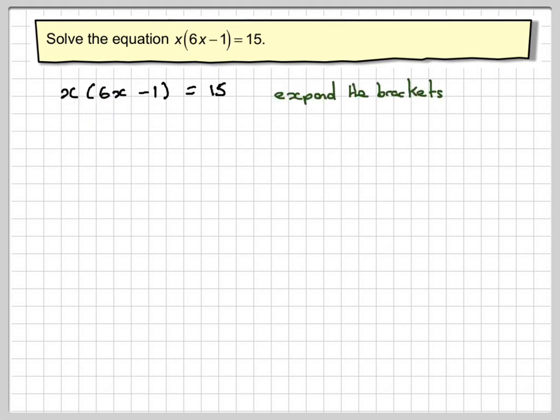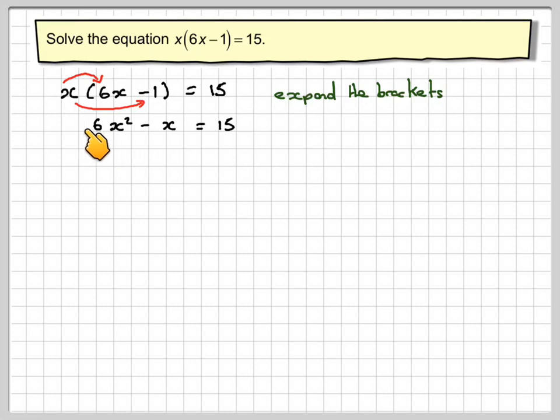So we need to do x times 6x, so that becomes 6x times x. Now x times x is x squared, so it's 6x squared. And then x times minus 1 gives me minus x. And that's still equal to 15.